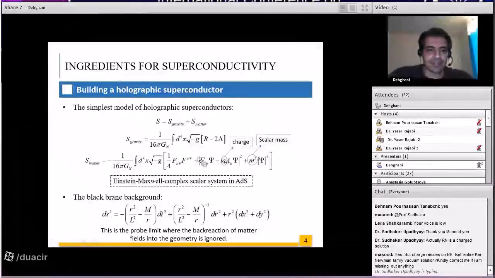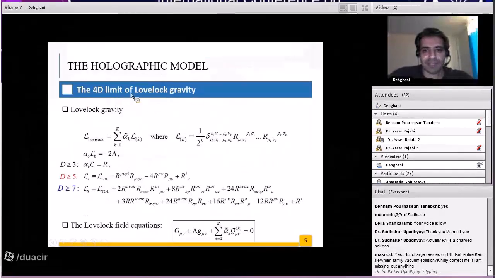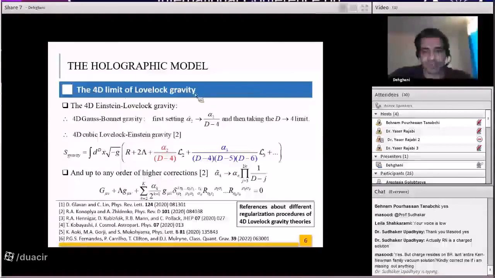One can change the background or modify the matter fields to achieve richer physics. And here we would like to examine a new background which comes from the four-dimensional limit of Lovelock gravity, a generalization of Einstein gravity. In 3 or 4 dimensions it coincides with Einstein gravity, but in higher dimensions we see that quadratic and cubic terms and more higher correction terms appear. But in the view of gauge gravity duality, these higher curvature terms cannot affect the physics of a 3 or 4 dimensional boundary field theory.